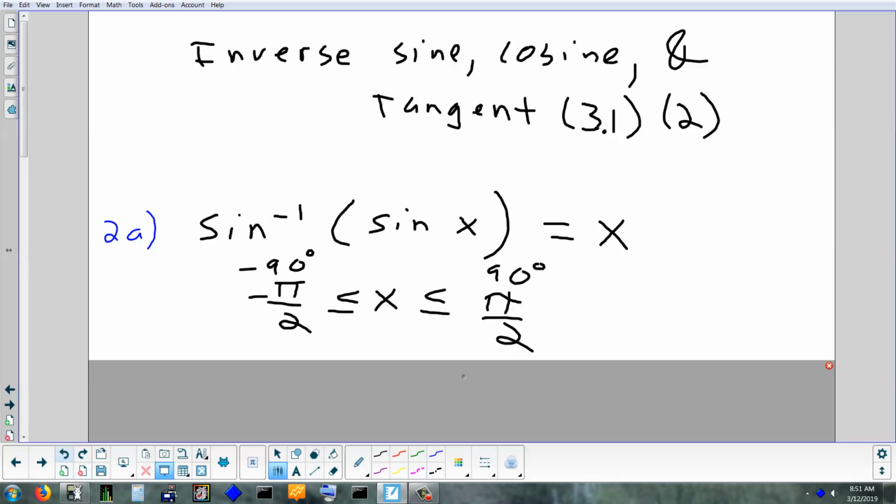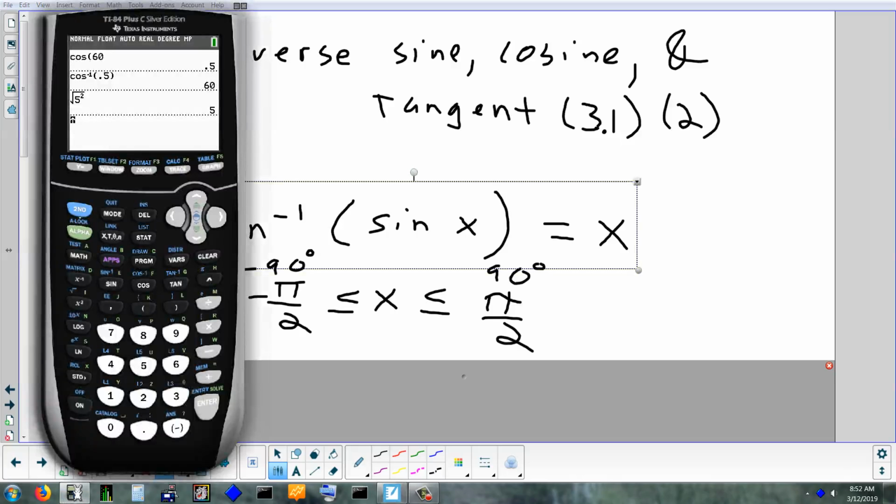So let's just pick a number between negative 90 and 90 and try that formula out. So Jake, give me an angle between negative 90 and 90 degrees. 45 degrees. So I'm going to type in the inverse sine of the sine of 45. There is no multiplication in that problem at all.